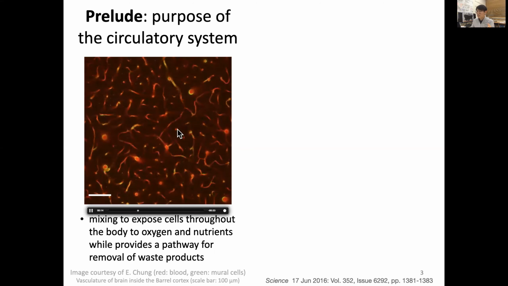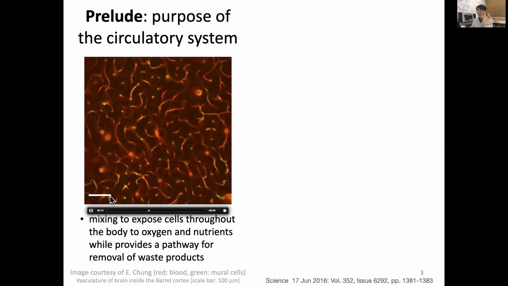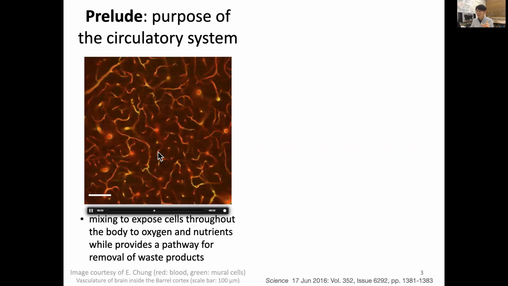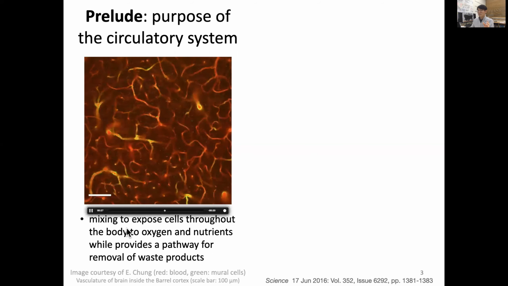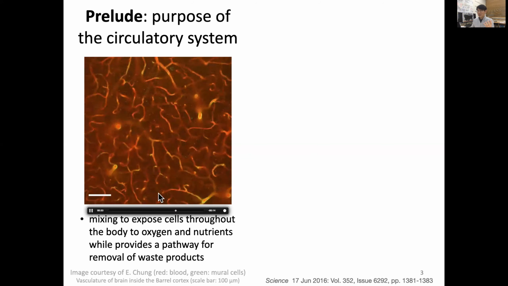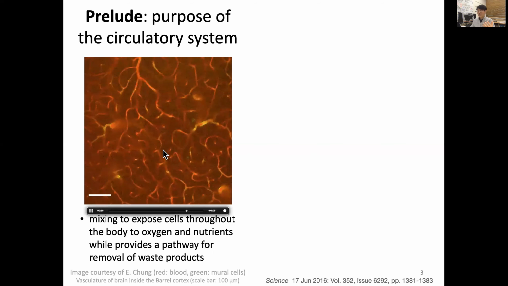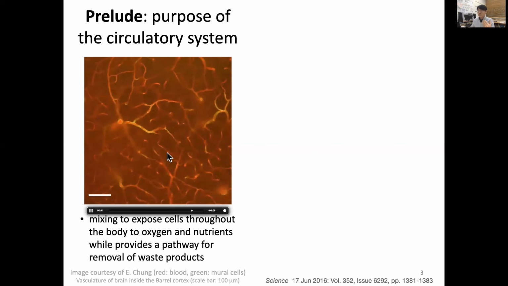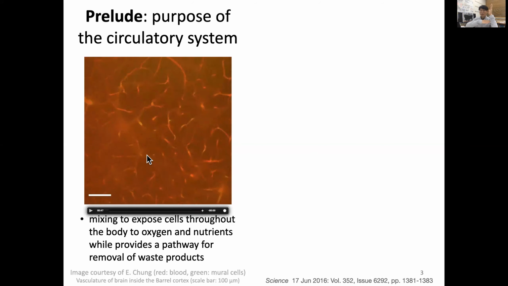You see how beautifully distanced these capillaries are. By the way, this scale bar is about 100 microns, so you can see how much distance there is between these capillaries. What these capillaries do is expose cells, which are not visible here, throughout our body, in this case the brain, and oxygen and nutrients diffuse out of these capillaries. That also provides a pathway for removal of waste products. This movie is about a 700 by 700 micron field of view, and the depth is about 650 microns.